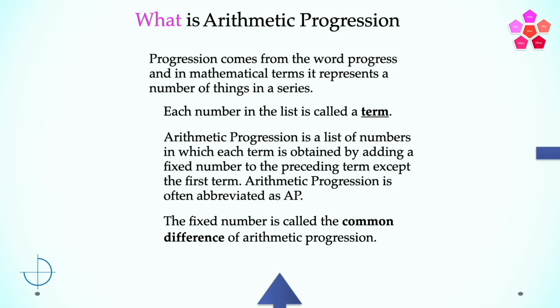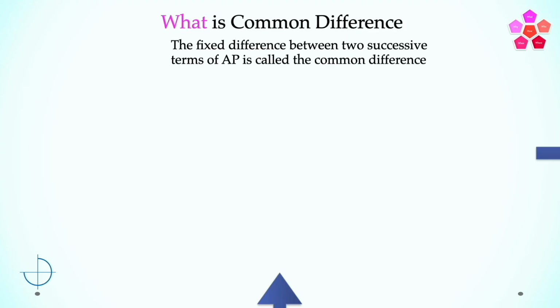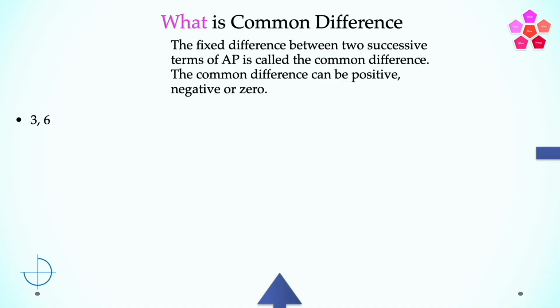So the next logical question is, what is common difference? The fixed number is called the common difference. The common difference can be positive, negative, or zero. It is important to remember that the common difference can be positive, negative, or 0, and that's the reason I'm again repeating it. Let's take a few lists of numbers: 3, 6, 9, 12, 15, and so on. Here we can see the common difference is positive 3.